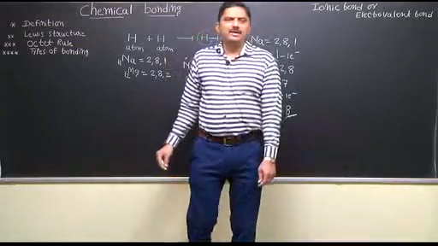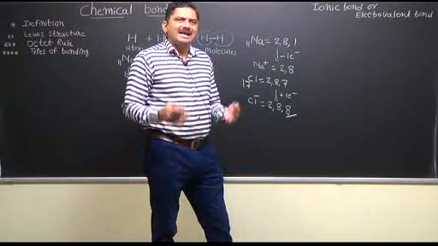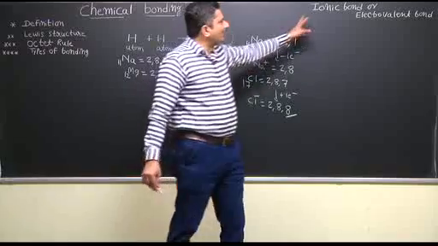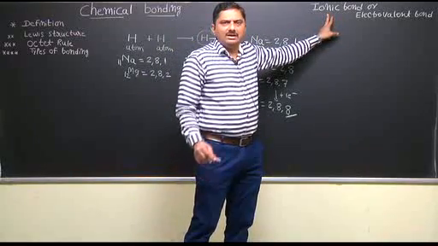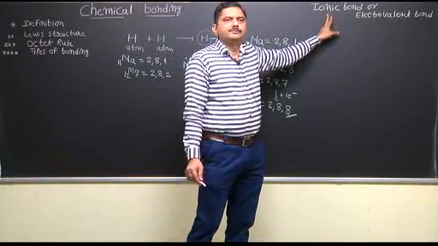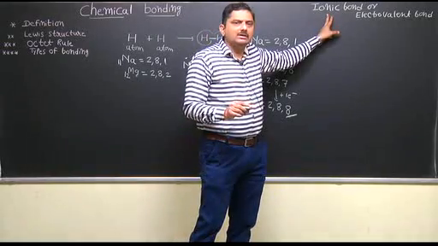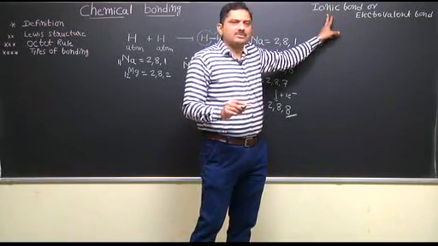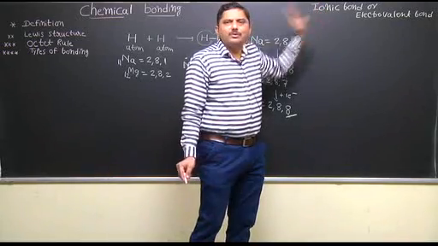How do we define the ionic bond or electrovalent bond? As the name indicates, ionic bond means formation of ions takes place. Formation of positive ions, cations, as well as formation of negative ions, anions, takes place. Therefore, it is called an ionic bond.